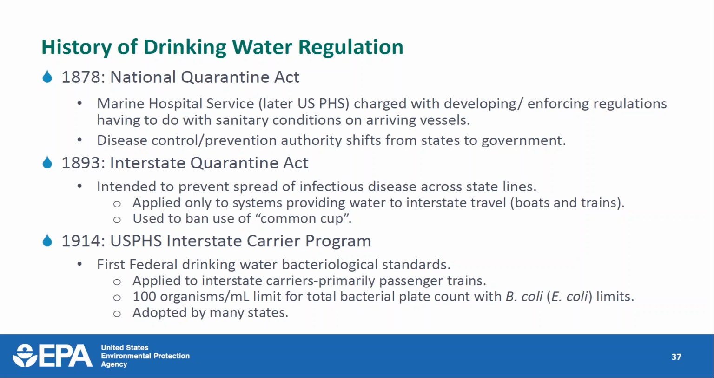And finally, in 1914, the United States Public Health Service developed the Interstate Carrier Program. This is important because it's the first time that they set limits on the number of bacteria that could be in water. Prior to that, there really wasn't any kind of standard. This was the first standard that we had, and it applied only to interstate carriers again, but they set the limit of 100 organisms for a bacterial plate count. This was later adopted by many states, since it was the first standard that was set. States used it because they didn't know individually what the limit should be. Next slide, please.